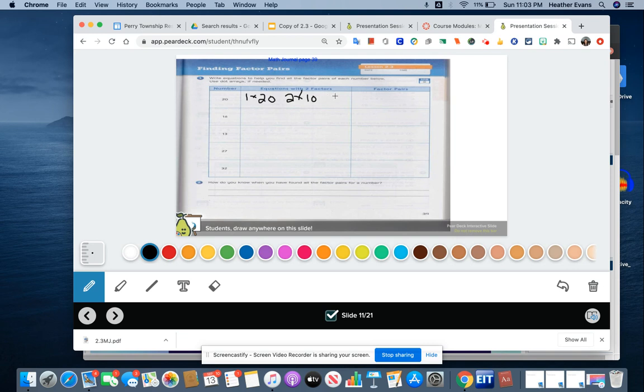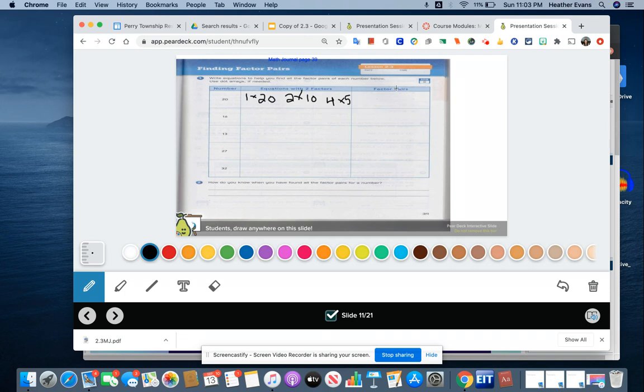My next number would be a 3. There's nothing that I can do times 3, so that's not going to be listed. 4, I could do 4 times 5. And then my next number would be a 5, but I've already listed that, so I don't have to start again. So these are my equations with two factors.